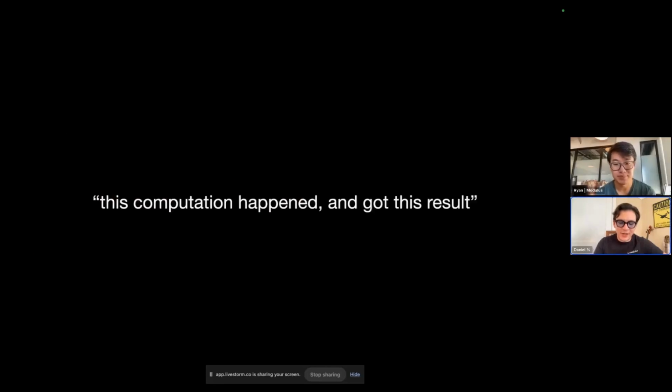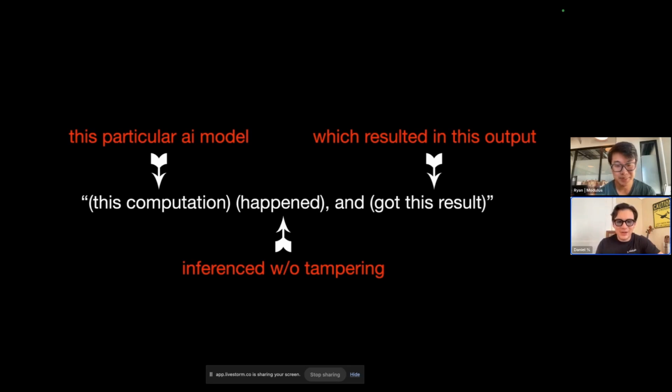Okay, so to radically simplify, all that a zero-knowledge proof says is that a specific computation happened and it got a specific result. I know that sounds not very convincing, but we can add a little more specificity. In our case, this particular AI model, the iris code algorithm, ran inference, or made a determination, without tampering, meaning without any manipulation from the user or from an attacker, and resulted in this specific output. In other words, it's a promise that a very specific process took place without outside influence.